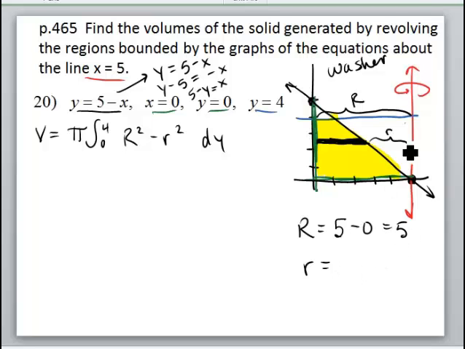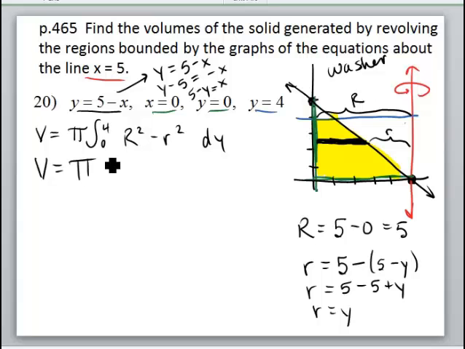The little r goes from the x equals 5 line to the 5 minus y line. In this case, I need to say 5 minus y because I needed to have this in terms of y. And so that makes my little r be 5 minus 5 plus y, or just simply y. So I'm going to come back up to this problem and start rewriting it.